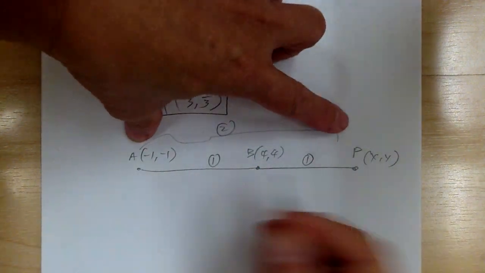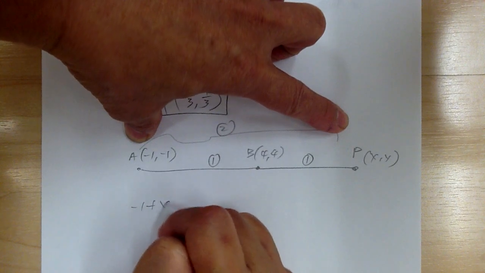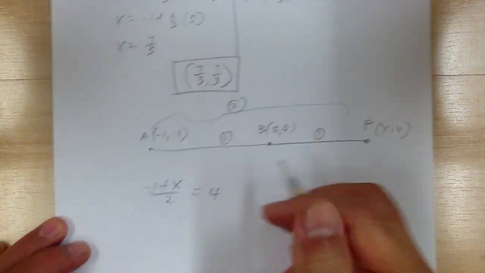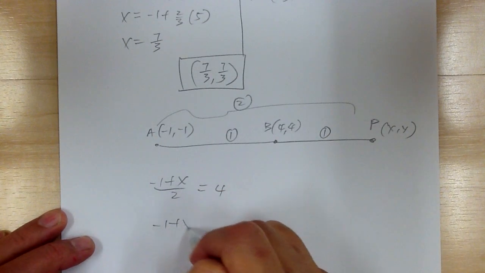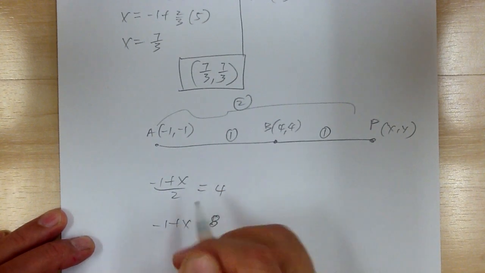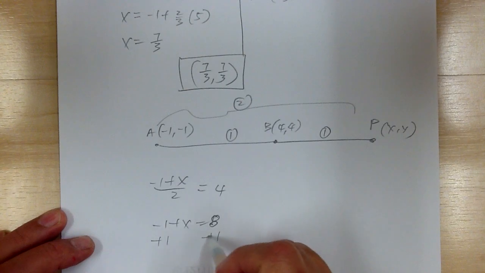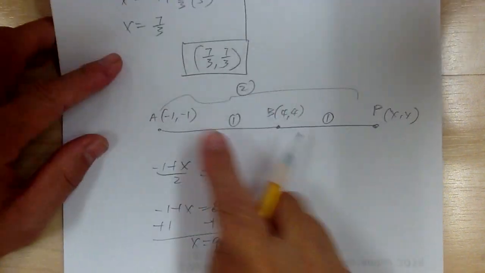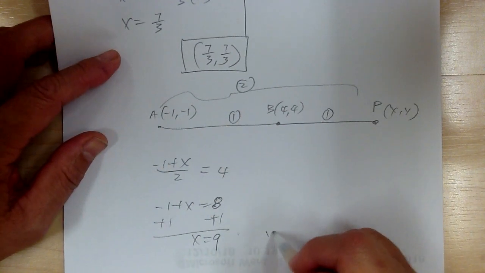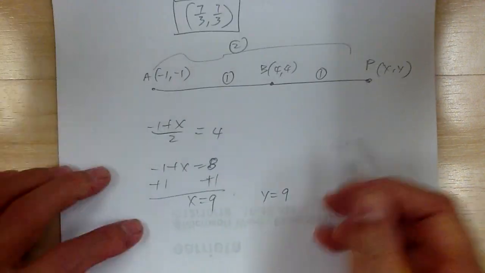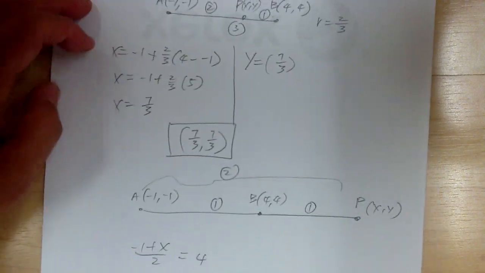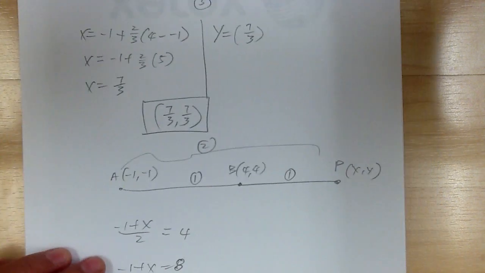Okay, so use your midpoint. So (-1 plus x) over 2 will give you 4. Okay, and the y would be the same. So cross multiply, plus 1, plus 1. So x equal to 9. Again, because they are exactly the same number, y will also equal 9, right? So in this case, you're going to get (9, 9). Okay, so for part A, you get the two cases. Now let's go and do part B.